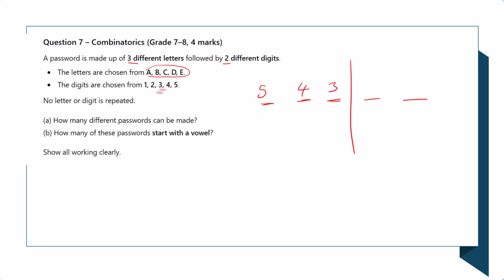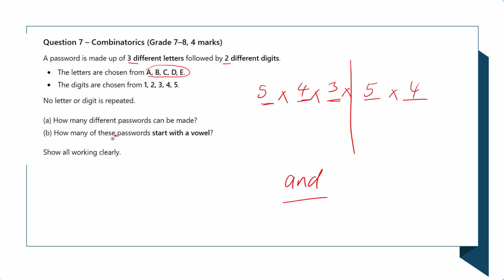With the numbers, I can choose from these 5. So the first option for the numbers will have 5. The second one will have 4. Now, all I need to do is to multiply these numbers, because in maths, when you use the word and, you times. So in the first place, I've got 5 options and 4 options and 3 options. You just multiply them, and that will give you the answer for the number of pins you can have.